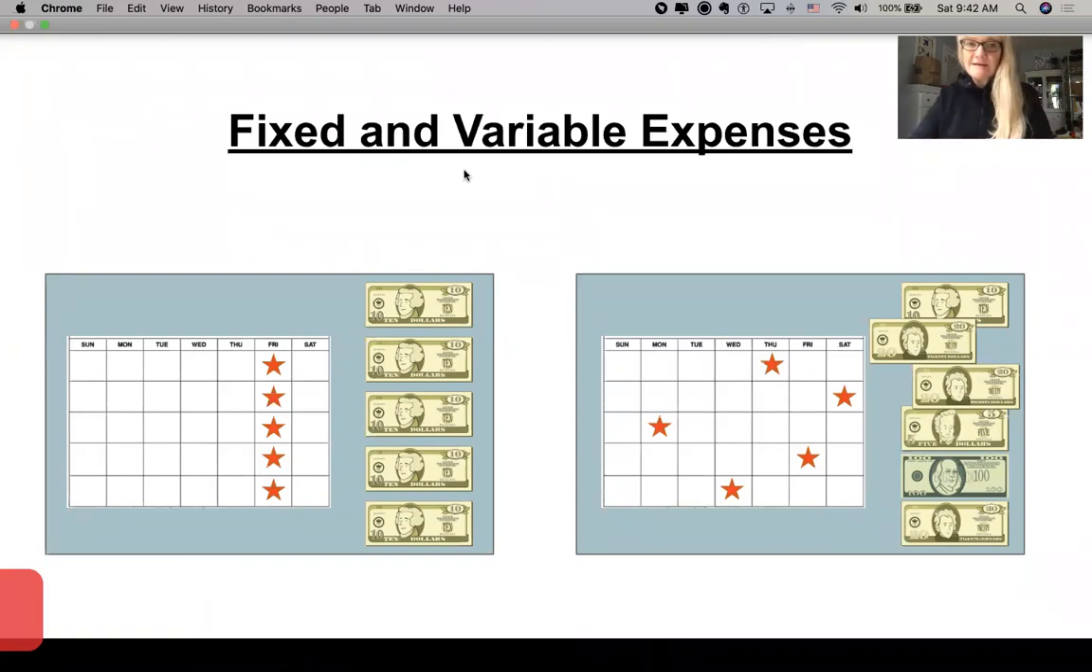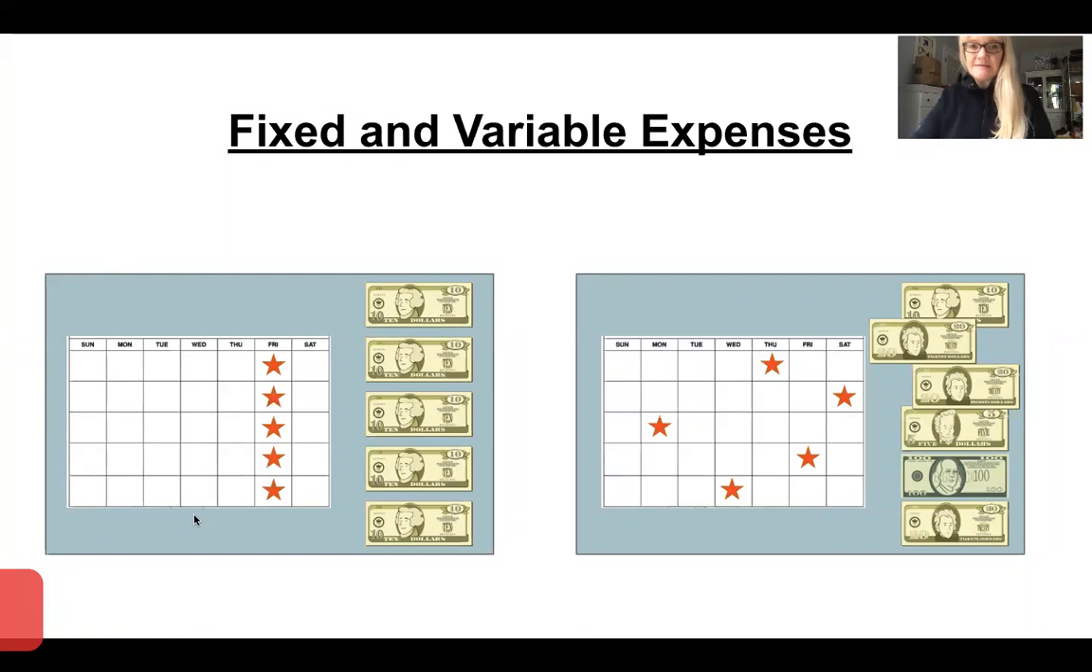There's two different kinds. There's fixed expenses and variable expenses. You can see here fixed expenses, everything looks regular, everything looks the same. The money is all the same, 10, 10, 10, 10, 10. It all happens on Friday. Here the money is different. This is 10 and 20. This is 20 and 5. This is 100 and this is 20. Sometimes it happens on Thursday, sometimes on Saturday, sometimes Monday, another Friday, sometimes Wednesday. It's variable. It's not the same.